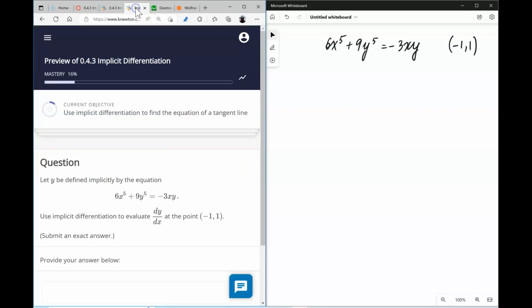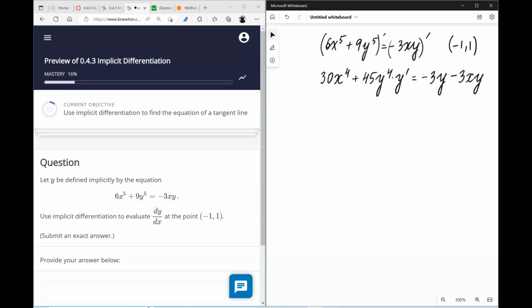Let's try to figure this out analytically. So we're going to differentiate both sides of this equation. On the left side we have 30x to the power 4 plus 45y to the power 4 times y prime. On the right side we have a product rule, so it's negative 3 derivative of x times y minus 3x times derivative of y, which is y prime. And remember, since the goal here is not to isolate y prime and write y prime explicitly as a function of x and y, we're just going to replace x with negative 1 and y with 1, and solve for y prime.